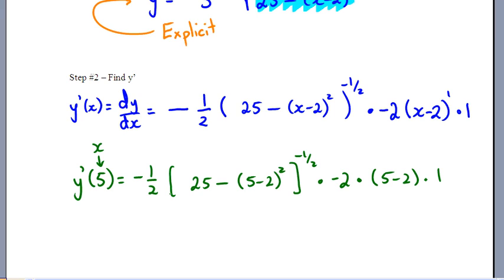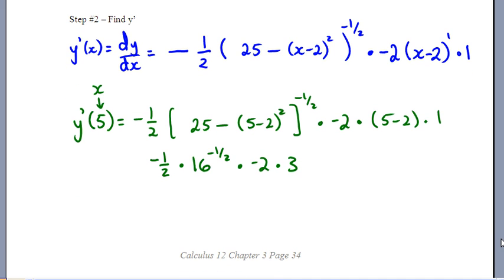Ooh, what do we got here? We have a negative 1/2. 5 minus 2, that's a 3. Squared is a 9. 25 minus 9 is a 16. So 16 all to the negative 1/2 times a negative 2 times a 3. Well, the 1/2 and the 2, they go away, so do their negatives. That 16 to the 1/2 is a root of 16. It's a 4, and it's flipped upside down. So we have a 1/4 multiplied by a 3. Okay, here's my answer. Positive 3/4 should be the slope of the tangent line to the circle at that one spot.